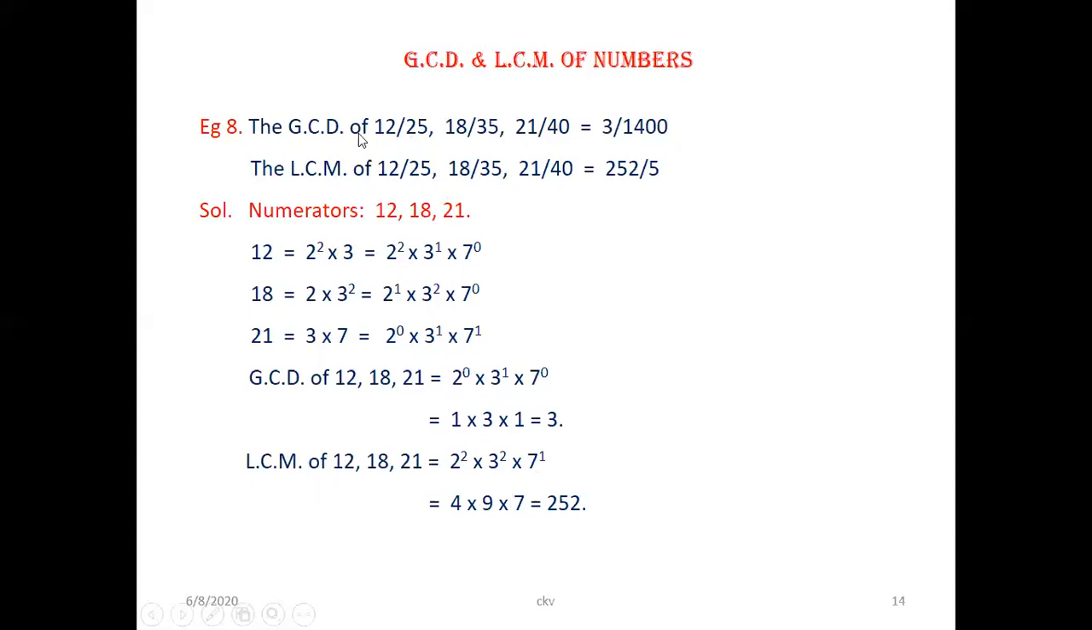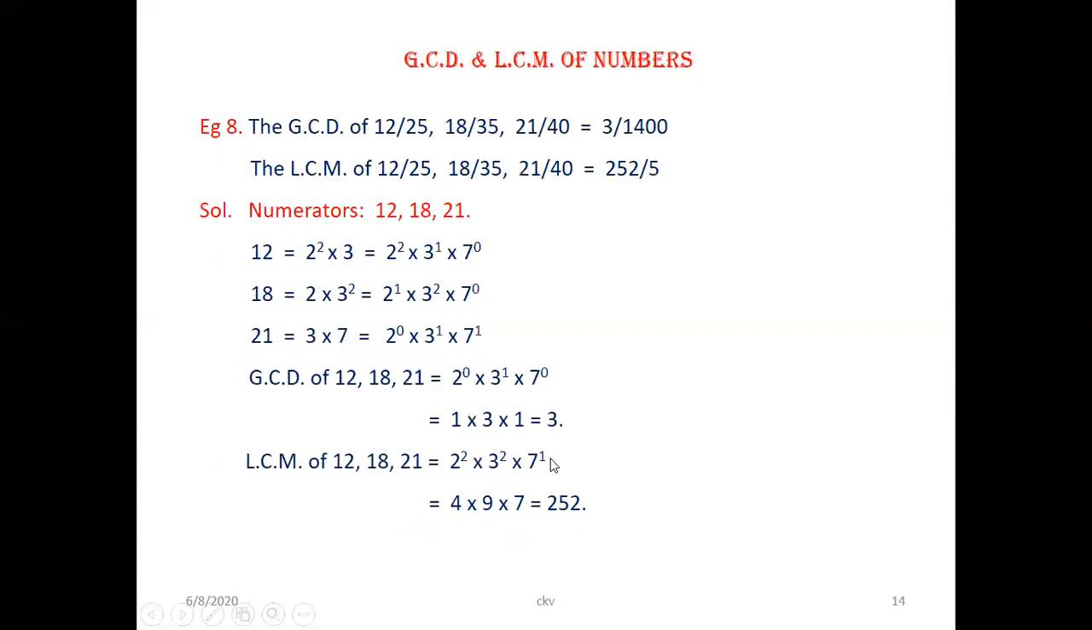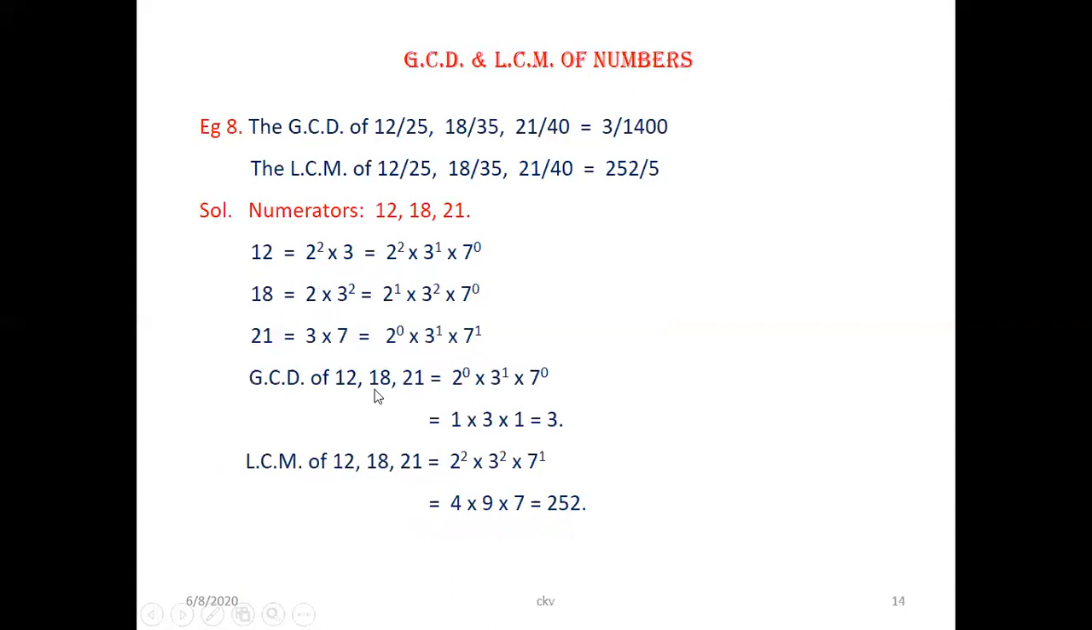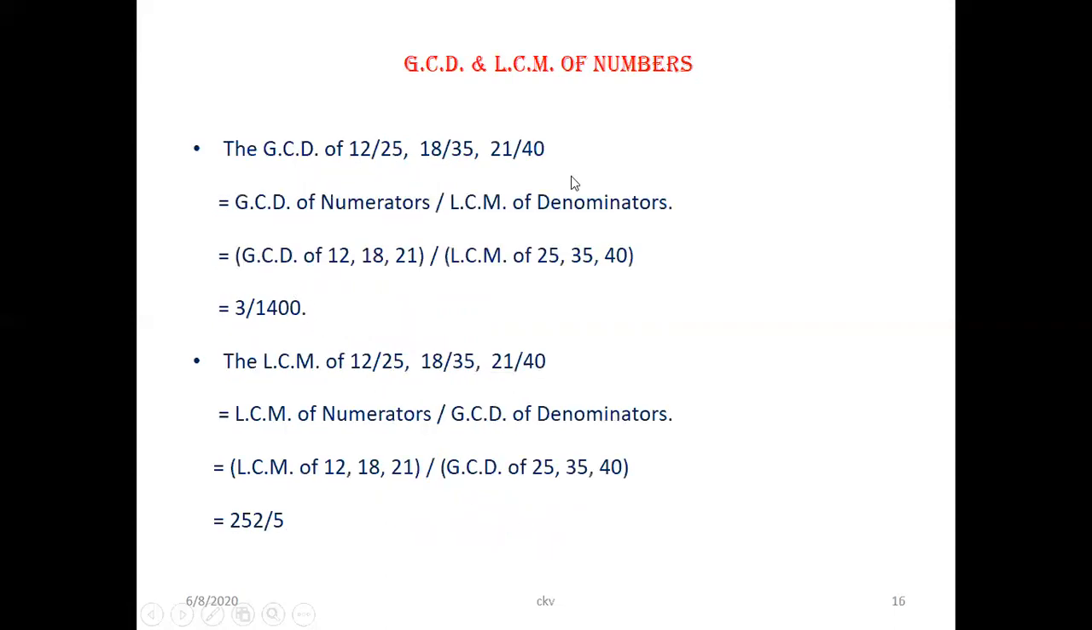Now let us consider for this problem the denominators 25, 35, 40. Like I explained to you before, you find out the GCD of denominators and LCM of denominators. So now what is the formula? GCD of the fractions is GCD of numerators by LCM of denominators. So here GCD of numerators is 3 and LCM of denominators is 1400. So GCD of these numbers is 3 by 1400.